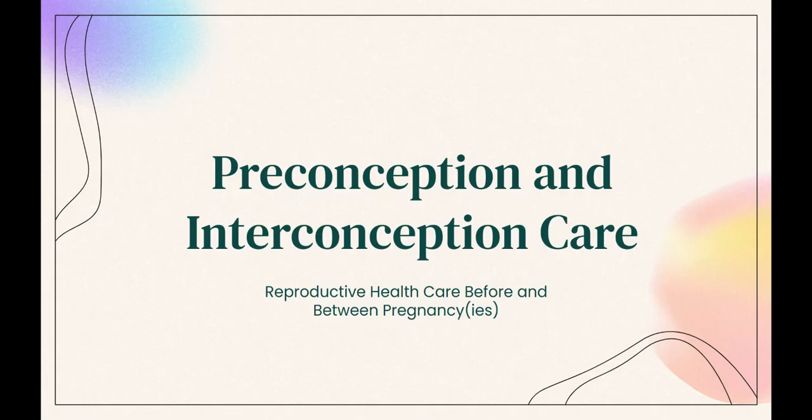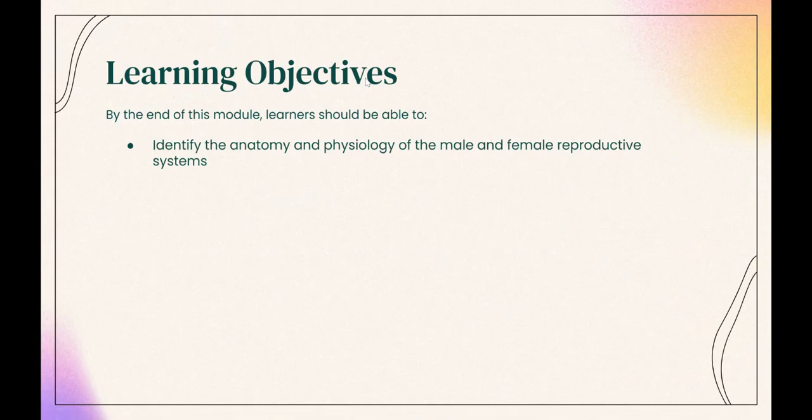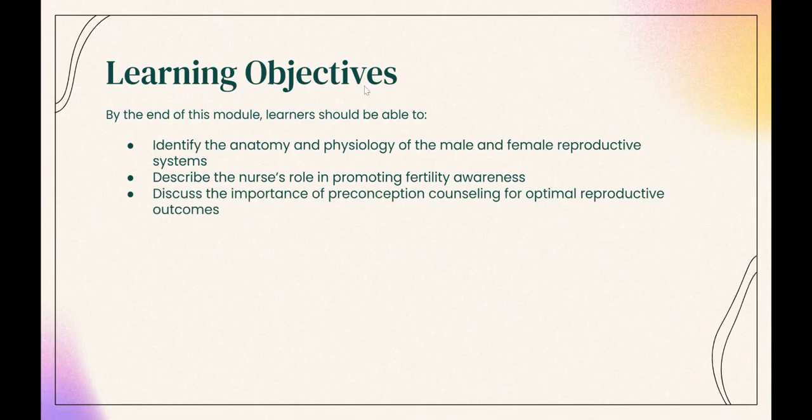Our topic this week is preconception and interconception care, which is health care for people of reproductive age who are not currently pregnant. By the end of the module, you should be able to identify anatomy and physiology of the male and female reproductive systems, describe the nurse's role in promoting fertility awareness, discuss the importance of preconception counseling. It's really important to promote good health before someone tries to get pregnant.